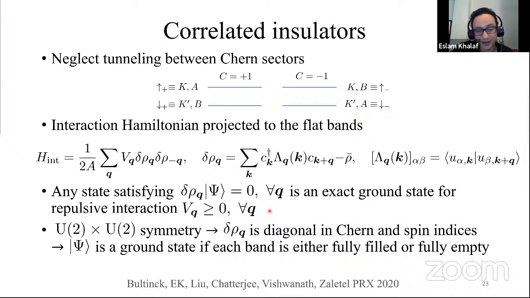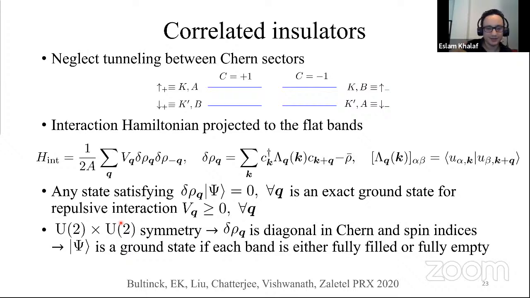So we end up finding a large family of ground states obtained by taking these bands and arbitrarily filling a subset of them and leaving the remaining subset empty. And of course, since we have this large symmetry, we can start from any of these states and act with this symmetry and get a family of ground states.